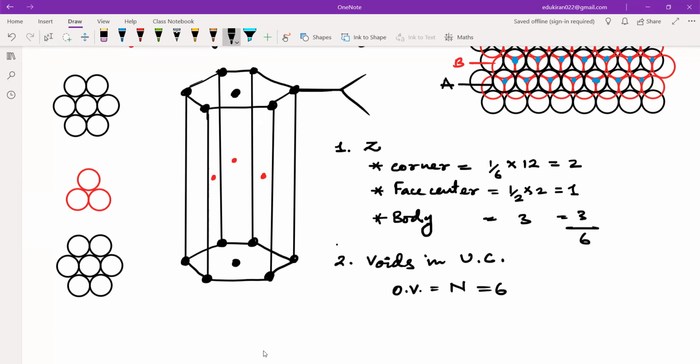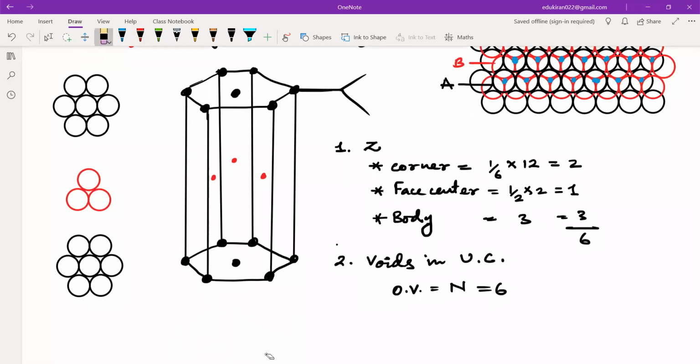So if I take, for example, 100 atoms and they are making HCP, that is hexagonal closed packing in 3D, that means I will have 100 octahedral voids. But as of now, I am talking only about one unit cell. That is why I am saying that the octahedral void is equal to 6 in one unit cell. Please remember these points.